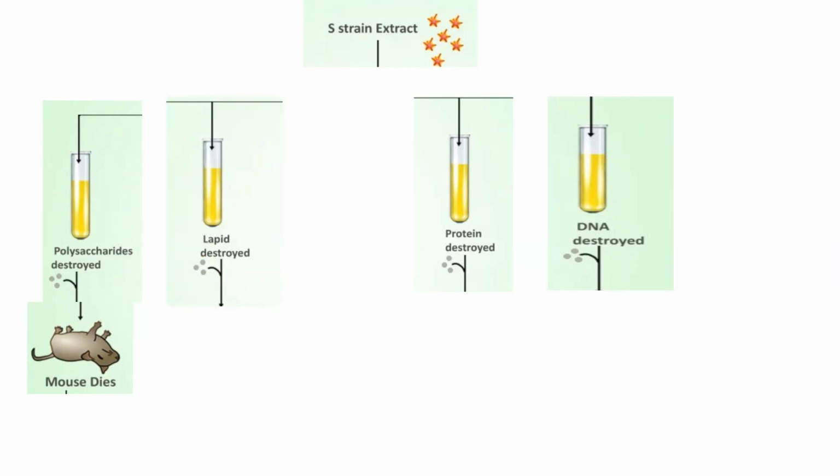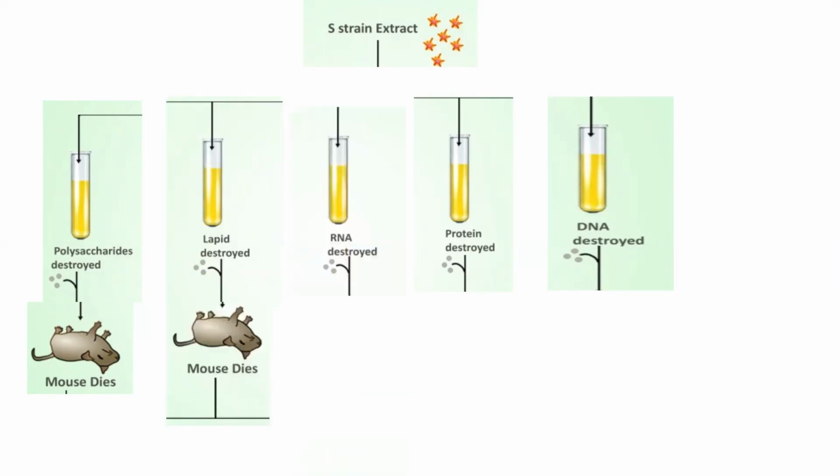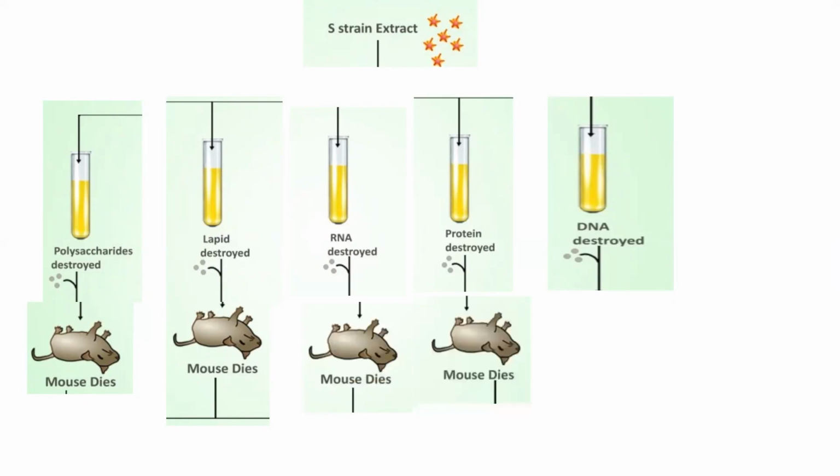In the next test tube, they removed lipids. Mouse died. Third, they removed RNA. What will happen to the mouse? The mouse will die. Fourth, they removed protein. The mouse dies. Fifth, they removed DNA. What happens to the mouse? The mouse survives. So this tells that DNA is the genetic material.